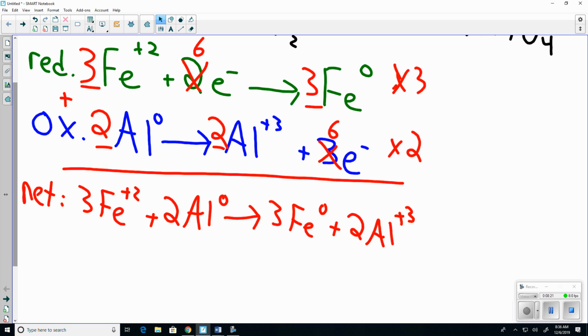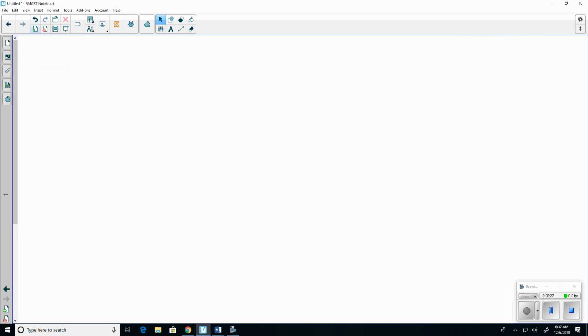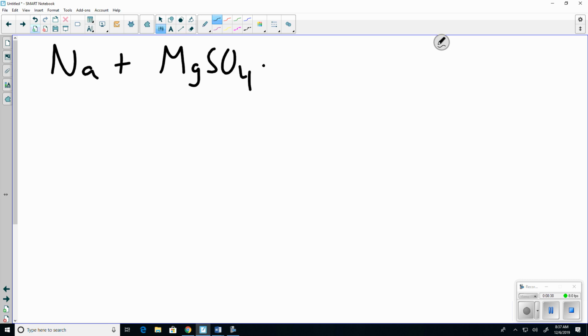Can I do another one? Let's do the next one. Sodium reacts with magnesium sulfate in a single displacement reaction. Sodium's Na. Reacts with magnesium sulfate. If it's single displacement, sodium sulfate will form. And so will solid magnesium.